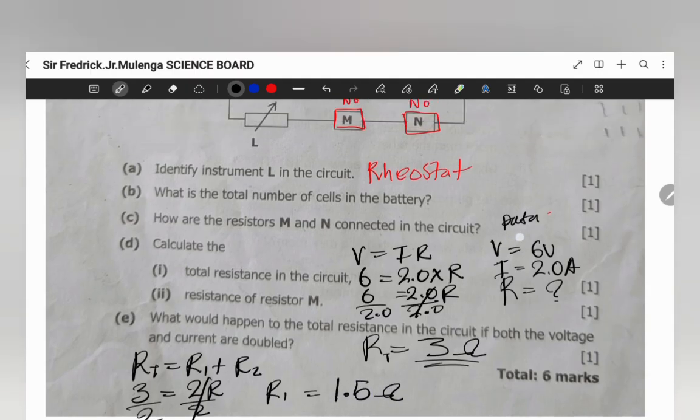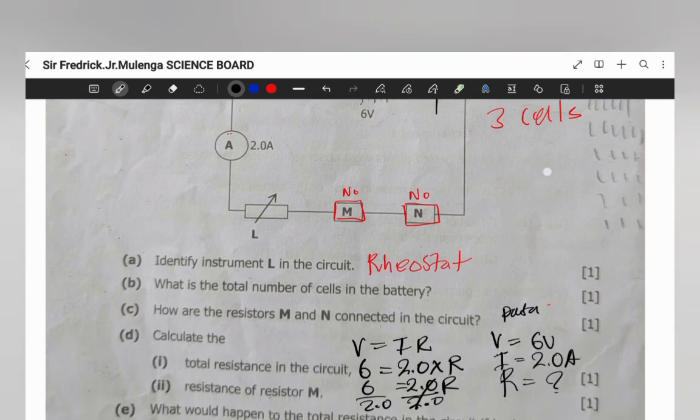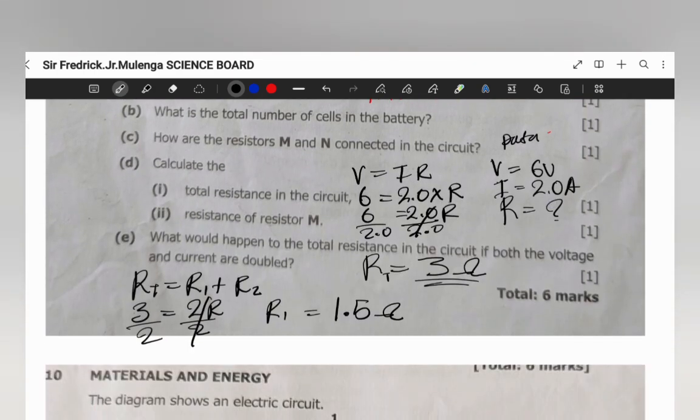Now, if you read on top, it says that resistors M and N have equal resistance. So if one of the resistors is 1.5, then definitely N is also 1.5. If you add these two, they give you the total resistance, which is 3 ohms. So the value of resistor M is 1.5 ohms, just like that.